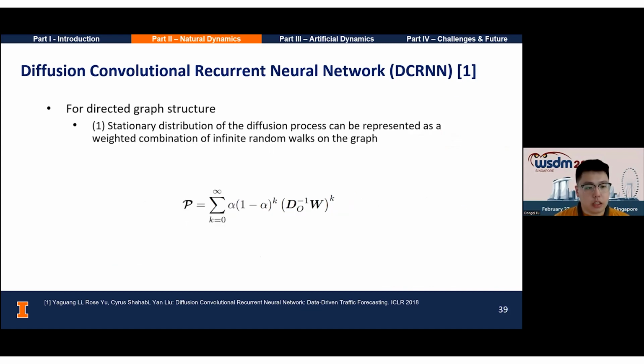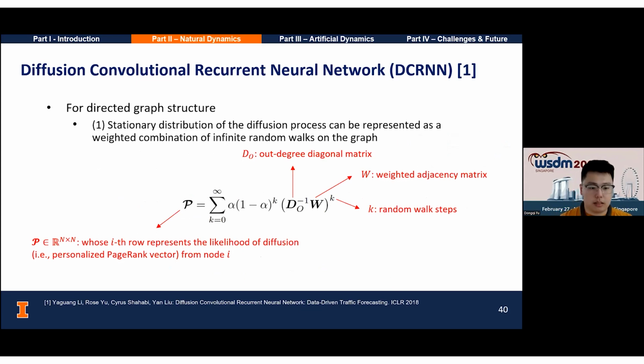So the stationary distribution of the diffusion process can be represented as a weighted combination of infinite random walks on the graph. So this is the formula. How could we understand it in depth?